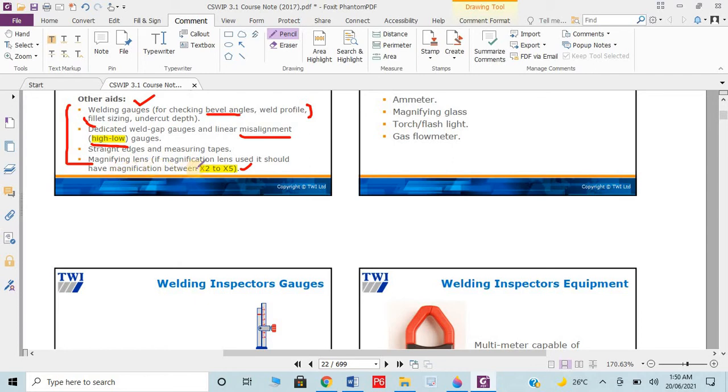The magnifying lens which he is using should have the power to magnify the object 2 times to 5 times. Remember, 2 times to 5 times means x2 to x5.